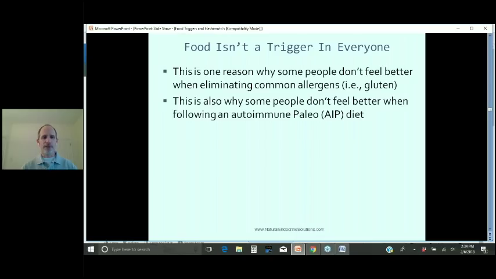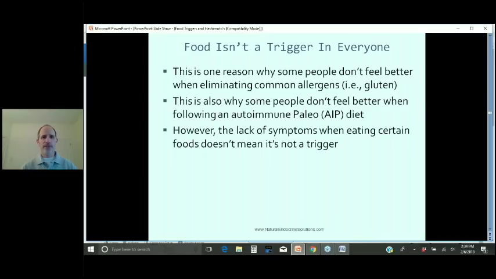And we'll talk more about this, but this is also why some people don't feel better when following the AIP diet, which is an autoimmune paleo diet. With the autoimmune paleo diet, you're not only avoiding gluten, but avoiding dairy and some other foods. I'm going to talk about this in a different slide, so I'll hold off a little bit. But again, some people follow a strict autoimmune paleo diet and they don't feel better. It doesn't mean that it's not benefiting you. It just means that in all likelihood, food's not a trigger.